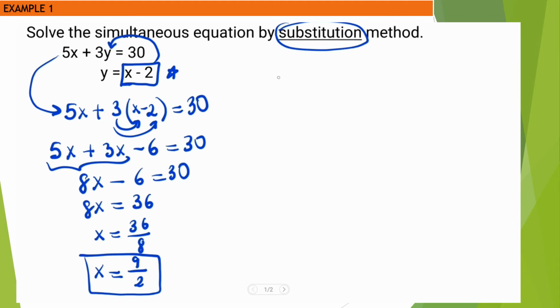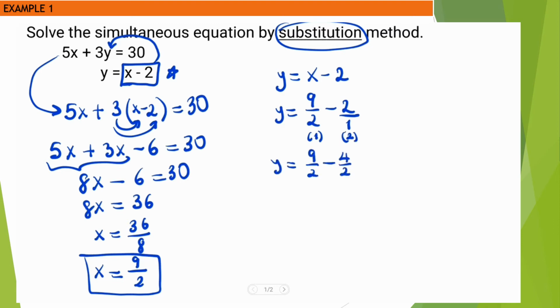Continue to find the value of y. Use the second equation and put 9 over 2 in the place of x. Be careful here when you do subtraction. The first number is a fraction, so you need to make the denominators equal first before subtracting. So y equals 9 over 2 minus 4 over 2, and y equals 5 over 2.